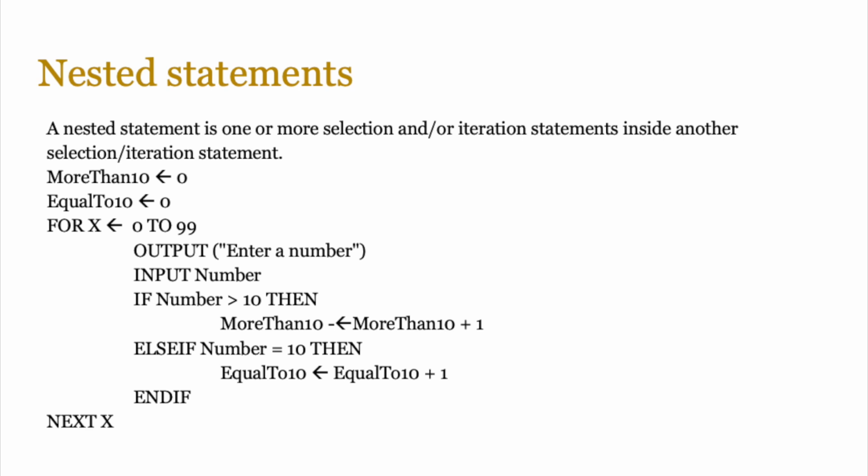For example, we're going to use a loop that runs around 100 times, and then we're going to enter a number and check if this number is greater than 10. And if it's greater than 10, we increment the more than 10 counter. If it's equal to 10, then we increment the equal to 10 counter. Now this allows for us to use multiple counters instead of creating multiple loops dedicated to each counter.